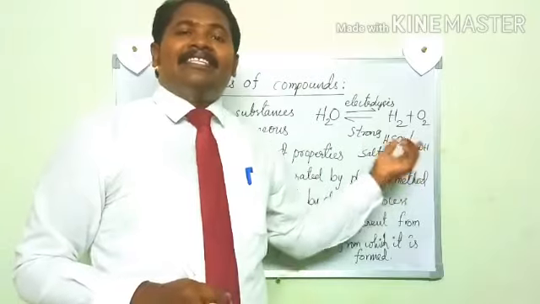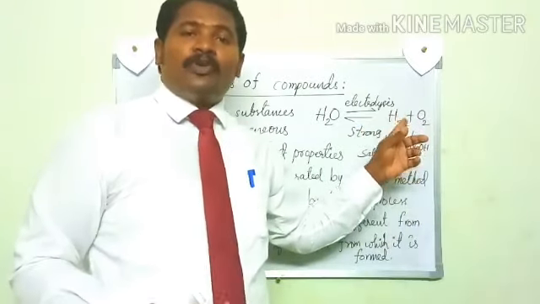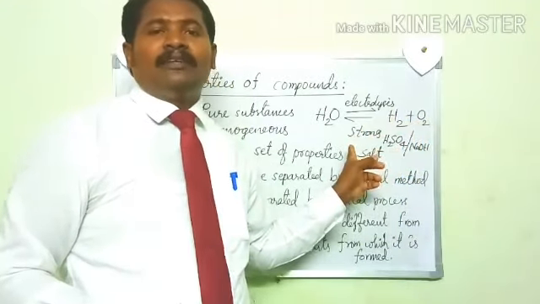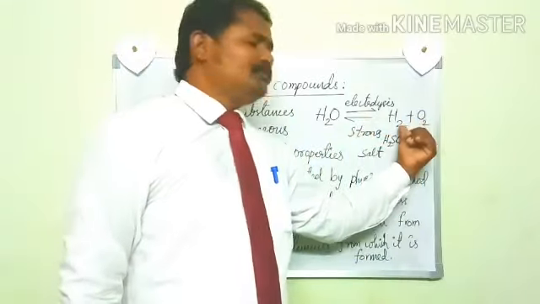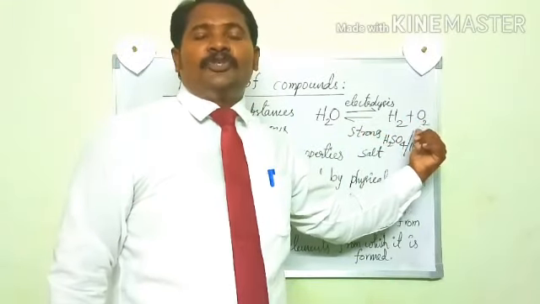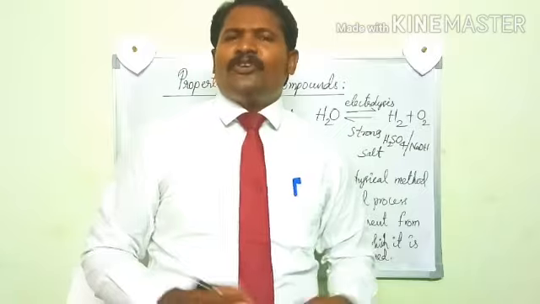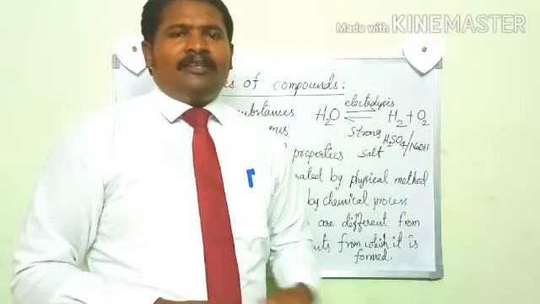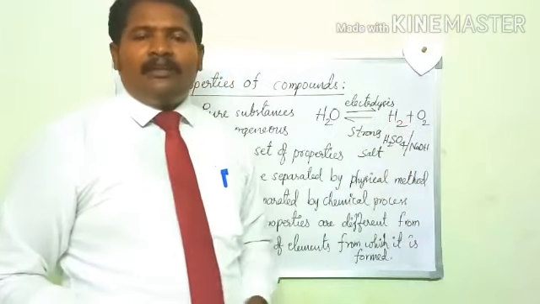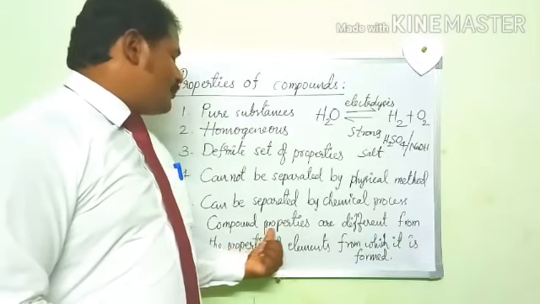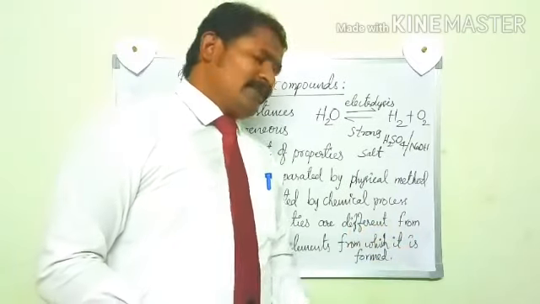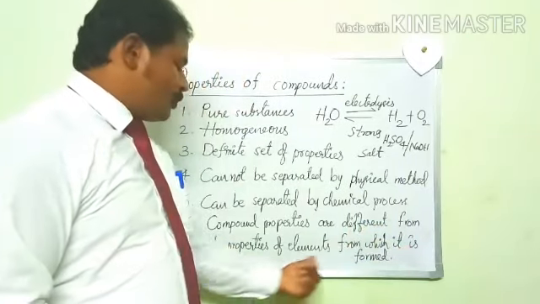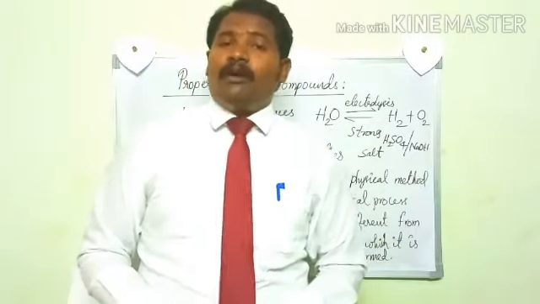After adding these chemicals, if we allow the passage of electricity through it, water can be separated into its respective constituents, hydrogen and oxygen. So it is possible with the help of a chemical process. The next one: compound properties are different from the properties of the elements from which it is formed.